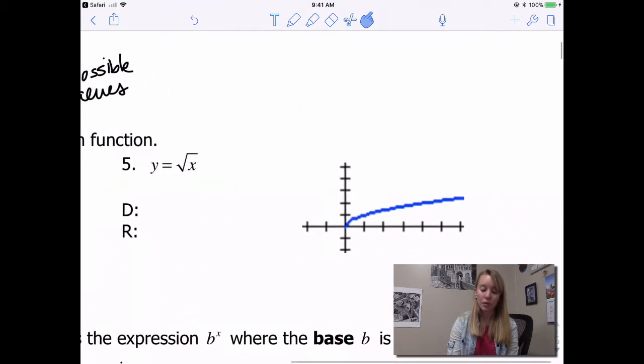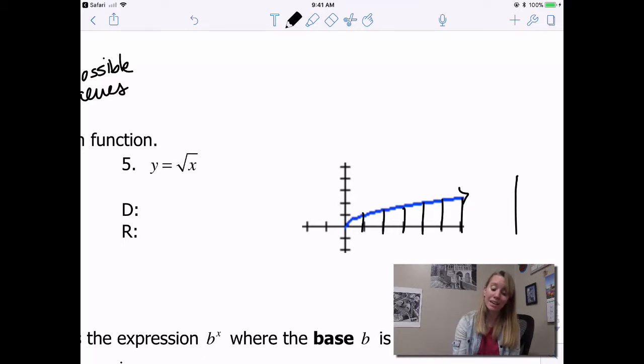Then we'll look at y is equal to the square root of x. I'm going to look at the domain first. It looks like all of my positive x values do indeed have a y value. This continues, so even way out here, I could intersect my graph. But then if I look at my negative x values, none of those actually have y values. If I look at this equation, plugging in negative x values will give me an i. Remember that a negative under a square root is an imaginary number.